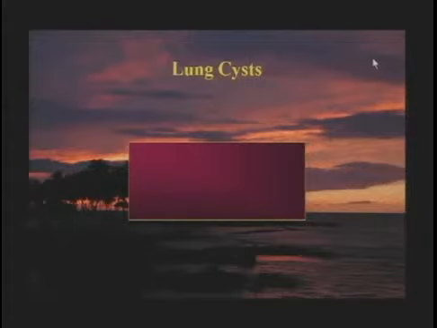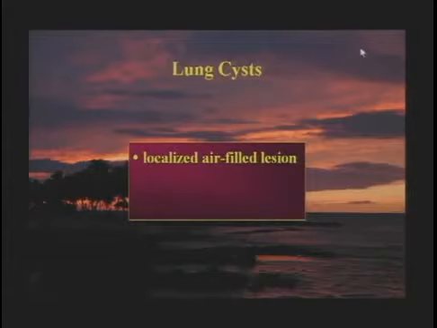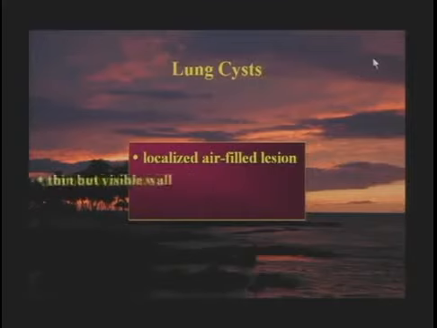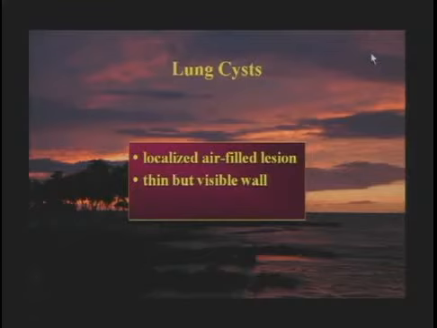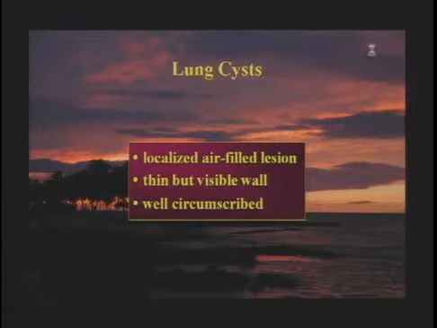The last finding I'm going to discuss is lung cysts. Now, lung cyst is usually defined as a localized air-filled lesion. I mean, you have bronchogenic cysts and things like that that have fluid in them, and they have that specific name, but in general, the term lung cyst refers to something that is air-filled. It has a thin but visible wall. It has a wall that's recognizable, usually allows it to be distinguished from emphysema, and is well circumscribed.